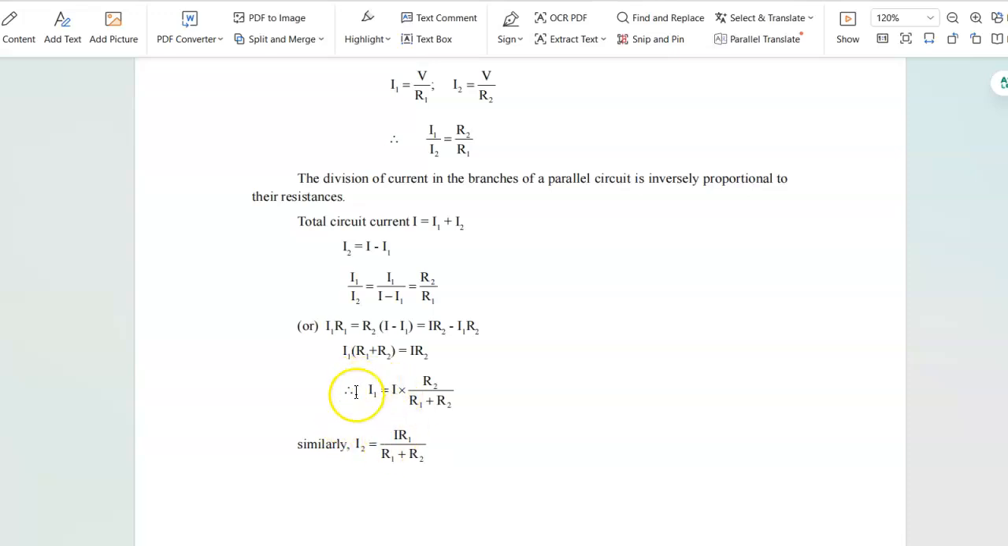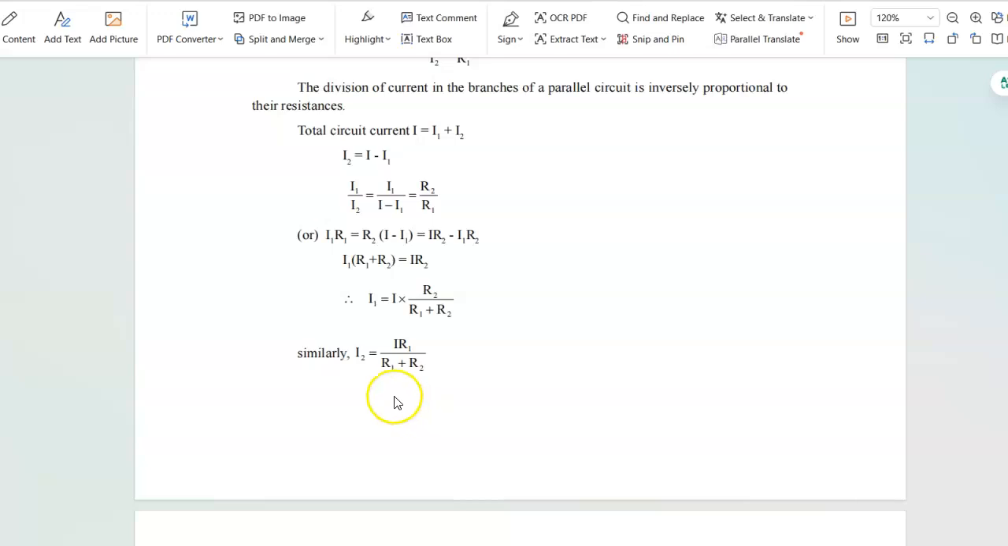So the current flowing through one element is equal to the total current of the network into R2, the opposite resistance, divided by the sum of resistances. So this is the formula for calculating current flowing through a particular resistance in the application of current division rule. Similarly for I2, I2 is equal to I into R1 divided by R1 plus R2. So this is how current division rule is applied.